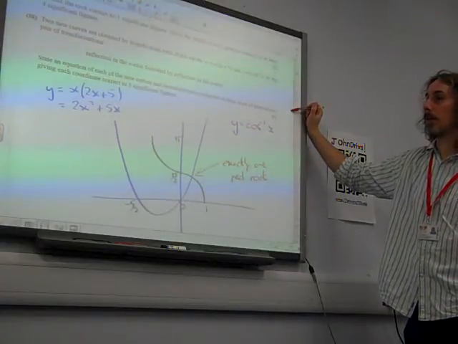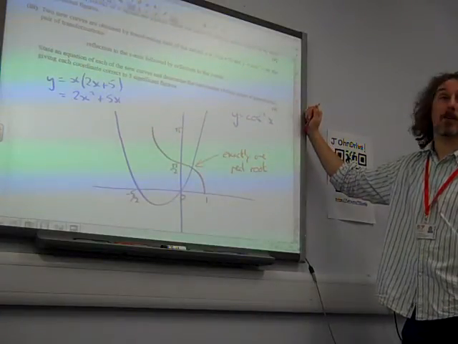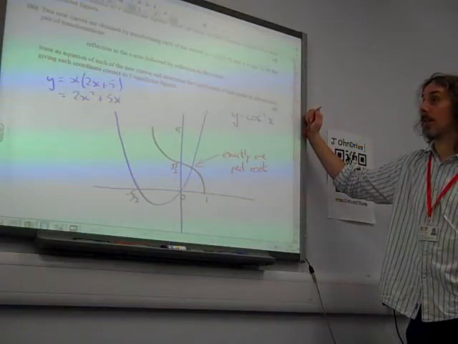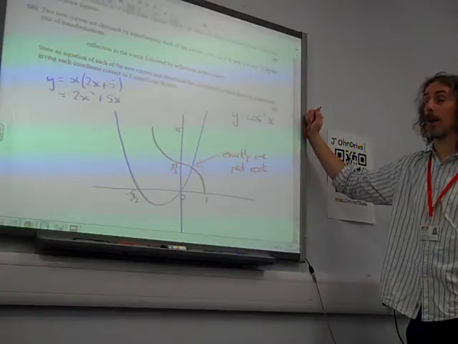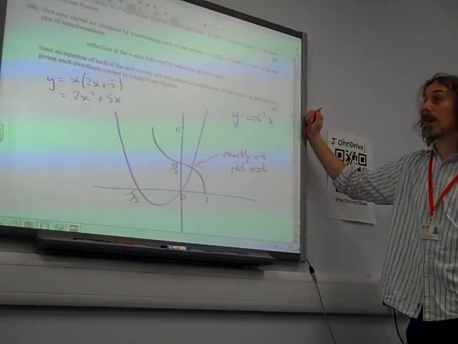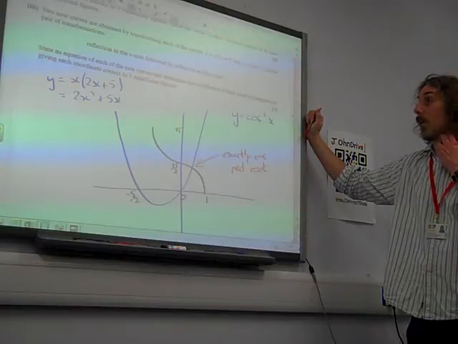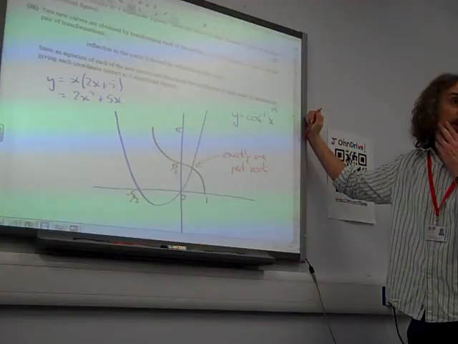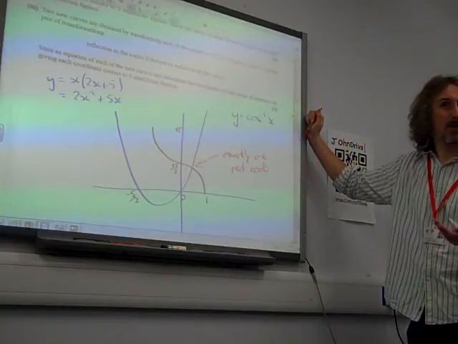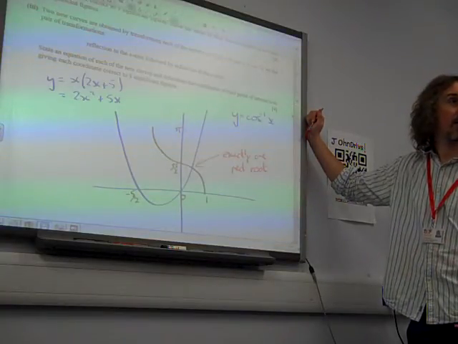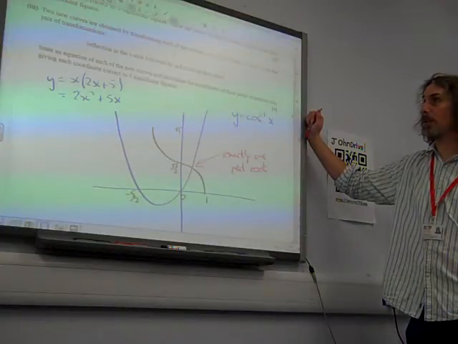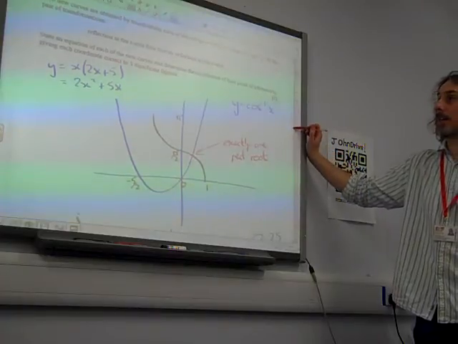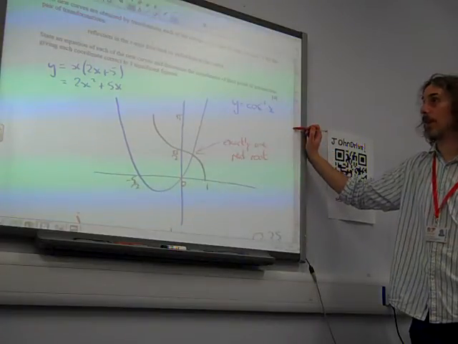Right. Part 3. 2 new curves are obtained by transforming each of the curves by the pair of transformations, reflection in the x-axis followed by reflection in the y-axis. State an equation of each new curve and determine the coordinates of their point of intersection, giving each coordinate correct to 3 significant figures. So there's a nasty load of stuff at the end of this. Let's think what this all means. Transforming the curves, a reflection in the x-axis followed by reflection in the y-axis.